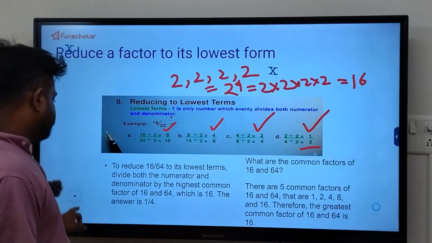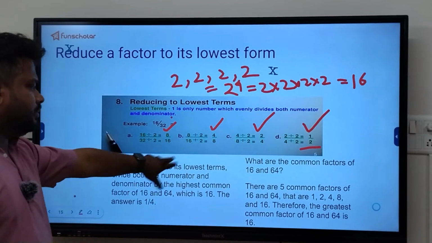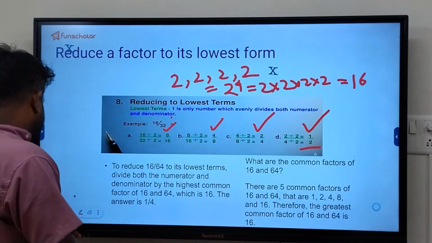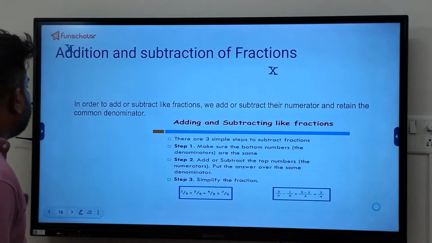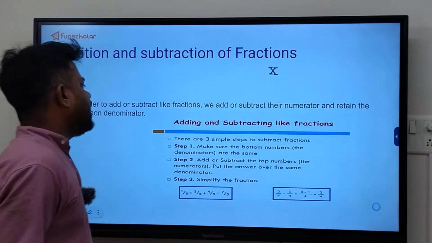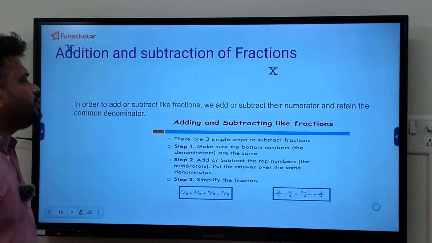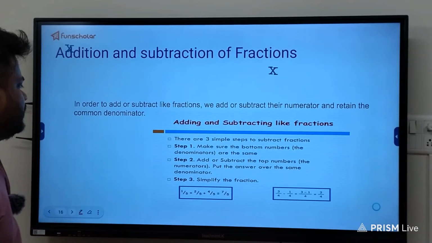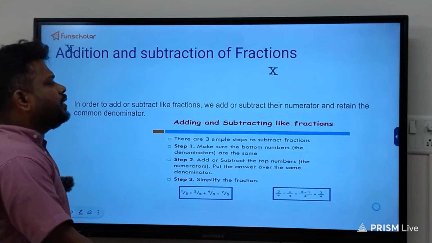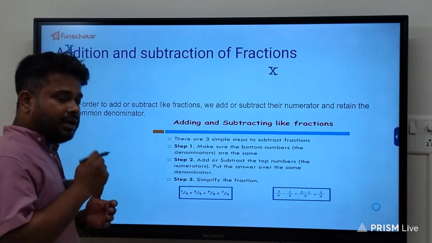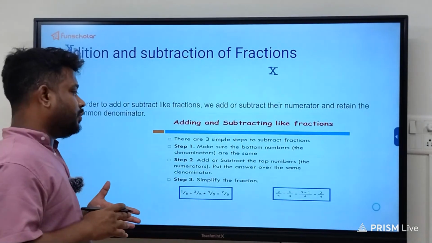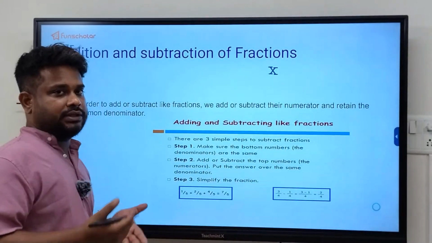Okay, the next one. You can read all this kind of stuff. Let's go to the next one: addition and subtraction of fractions. In order to add or subtract like fractions, we add or subtract their numerators and retain the common denominator. Here all the steps are written. You can read and note them down if you like, or we are going to see the real examples.